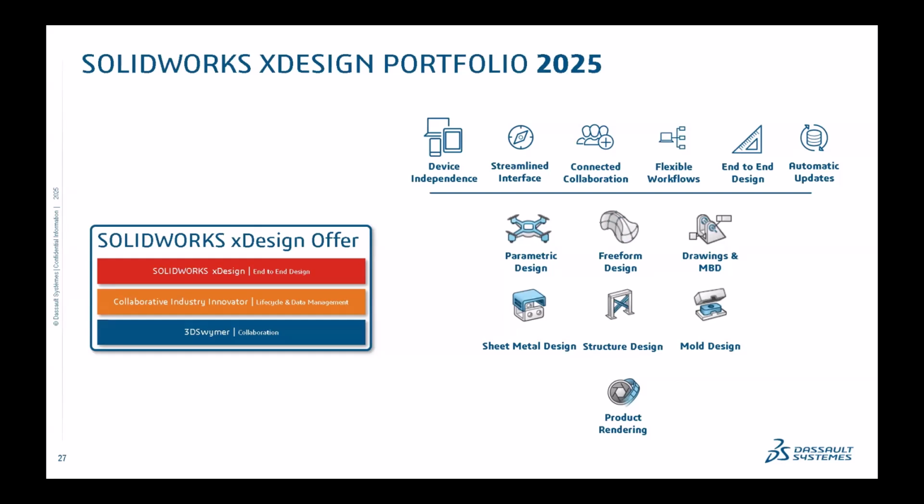Then there is a second license called Collaborative Industry Innovator. We can say that this is like the vault. So it's like a space where you can save your data and also do life cycle management, like revision management, change management, and many things. So if you want to save some SolidWorks data to the platform, you need to have Collaborative Industry Innovator.